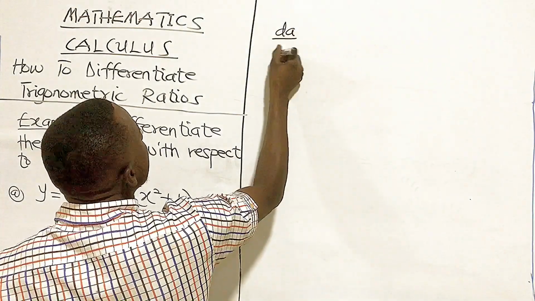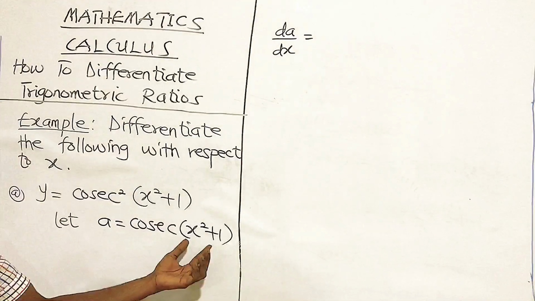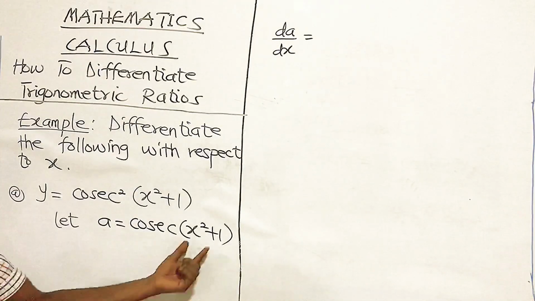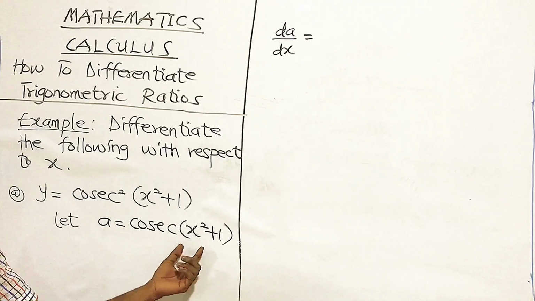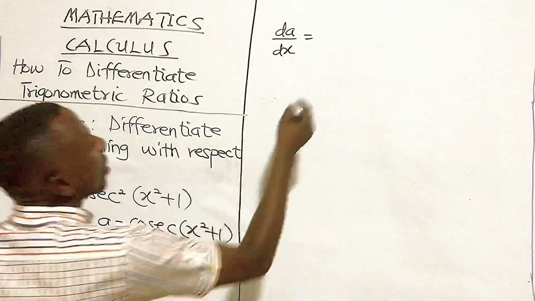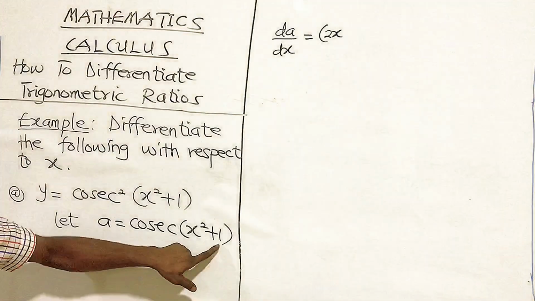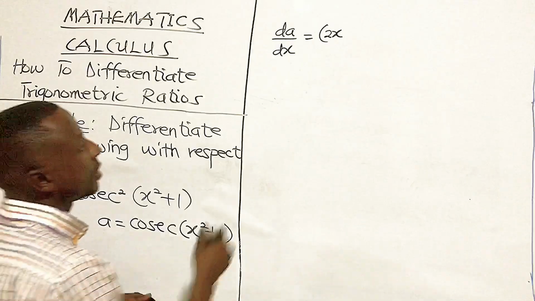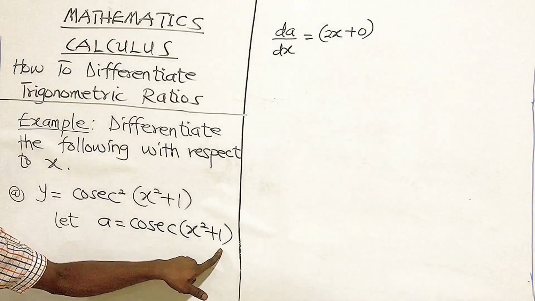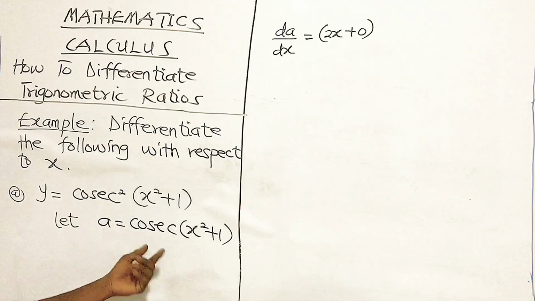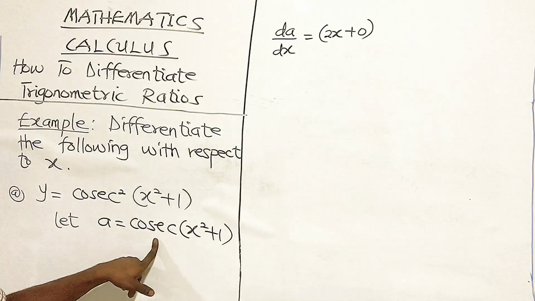The dA over dx is equal to, when you're differentiating a function like this, we are first of all going to start from the bracket. So when I differentiate x squared, we are going to get 2x plus the differential of 1. So I have plus 0 because 1 is a constant.